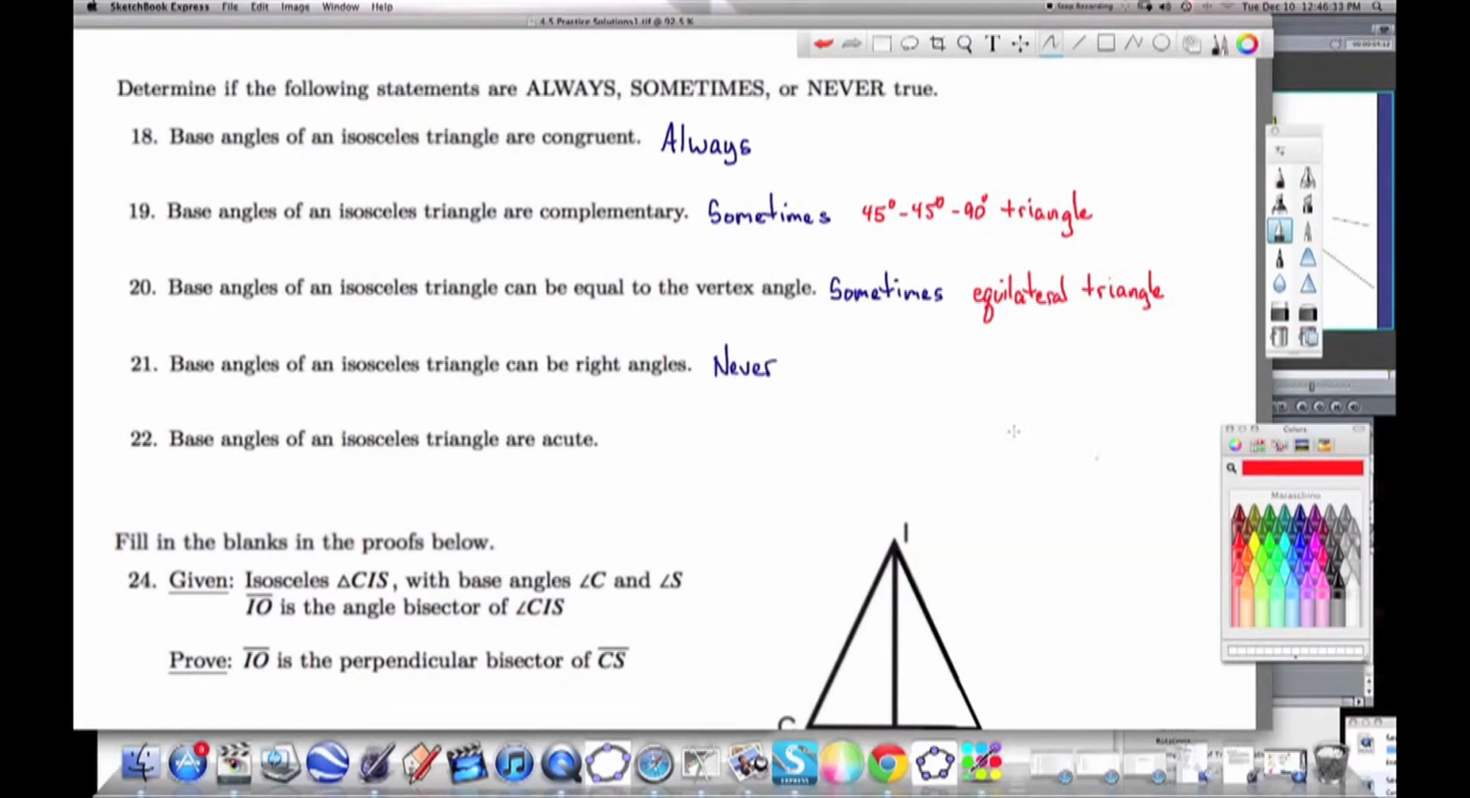21. Base angles of an isosceles triangle can be right angles. Never. There wouldn't be a triangle. If the base angles are 90, the sides will just end up being parallel and they'll never intersect. And there's no vertex with that. 22. Base angles of an isosceles triangle are acute. That's always. They've got to be less than 90. Or like before, they don't intersect.